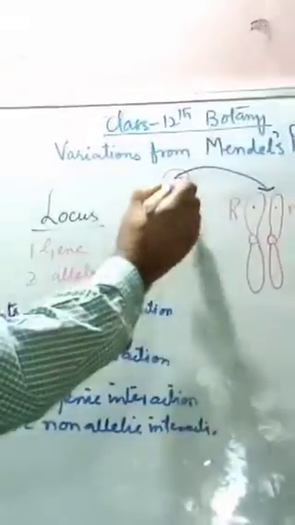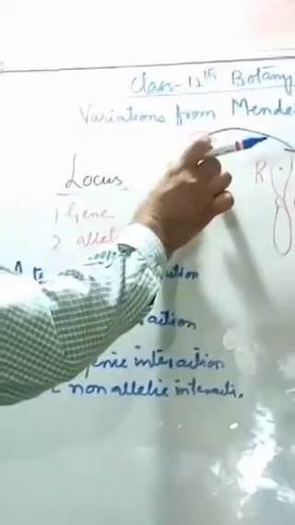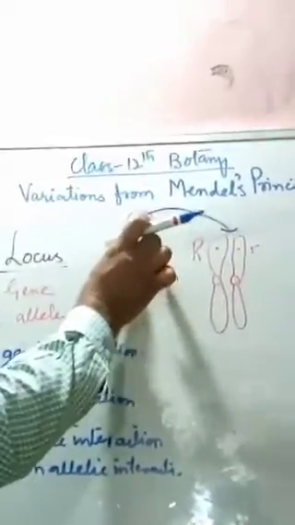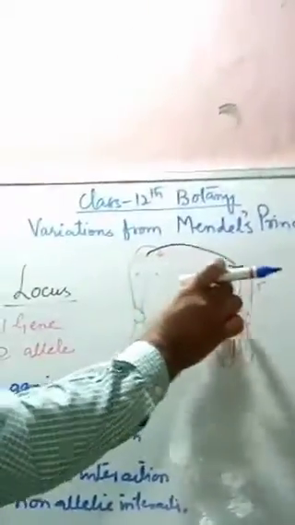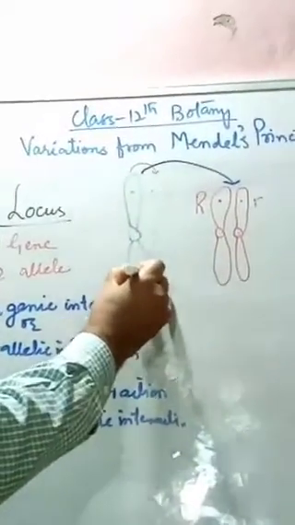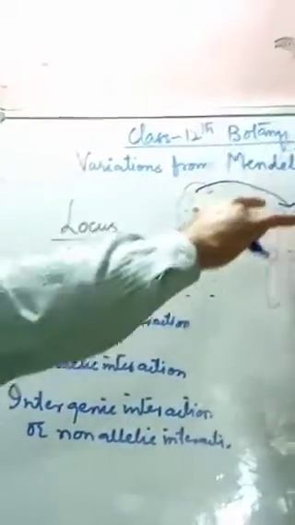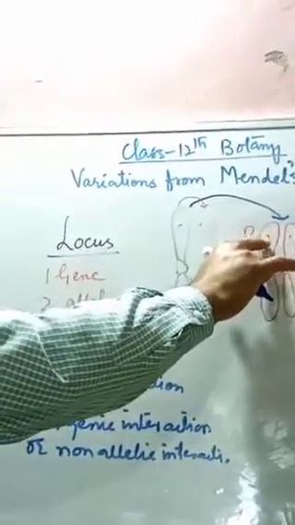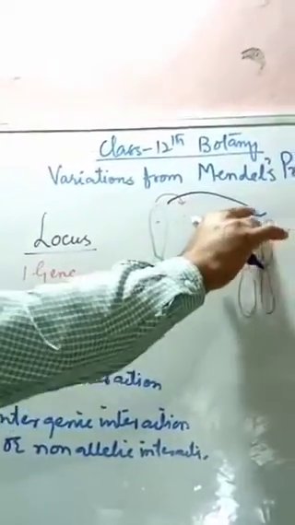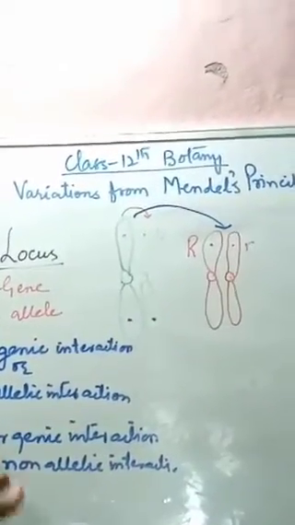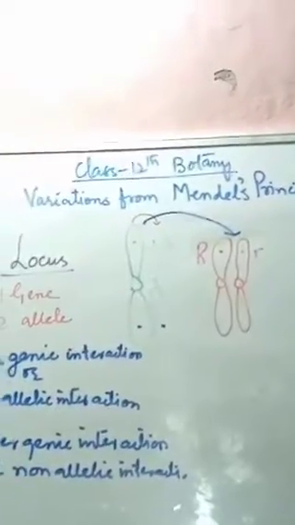because this interaction takes place between two different genes, which are located on different loci of different chromosomes, or on different loci on the same chromosome. This is called the intergenic interaction, because these genes are located at different loci on different chromosomes or on different loci on the same chromosome.